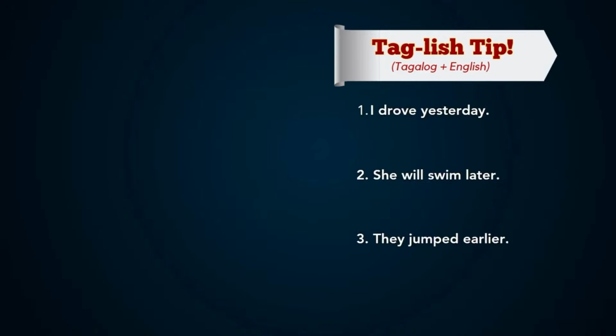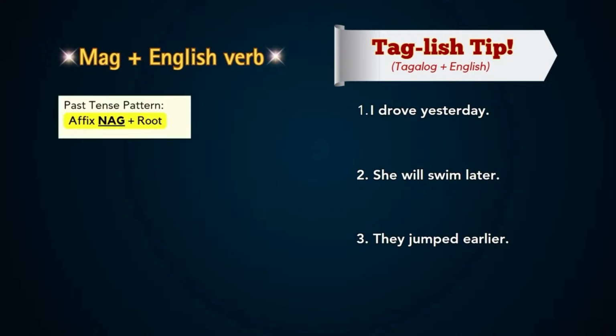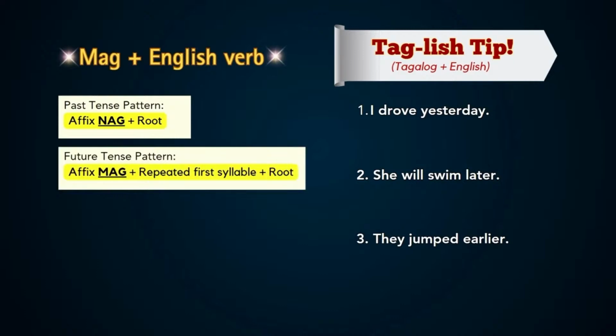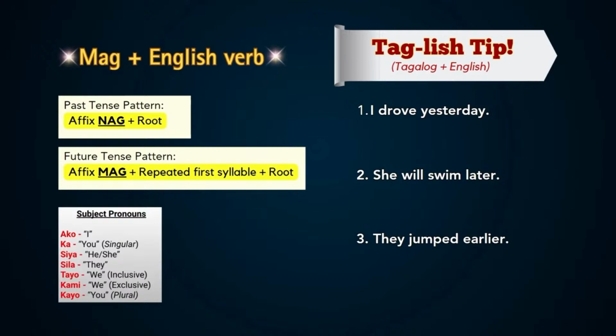So let's take a look at these examples. I drove yesterday. She will swim later. They jumped earlier. We didn't learn these verbs. We didn't learn to drive. We also didn't learn to swim or to jump. But you can always turn them into a mag verb. So that means mag plus the English verb. Then conjugate it like you would in the past or the future as a mag verb. And then you can use subject pronouns in your sentence.